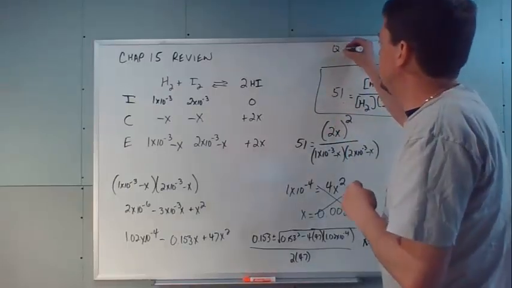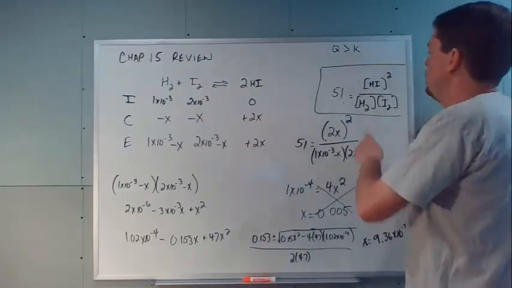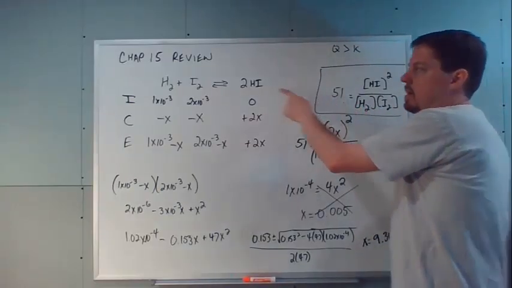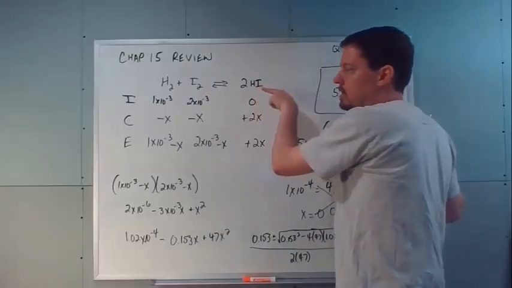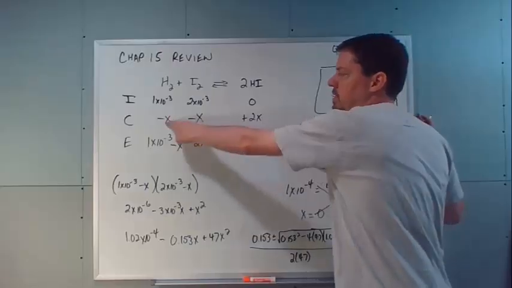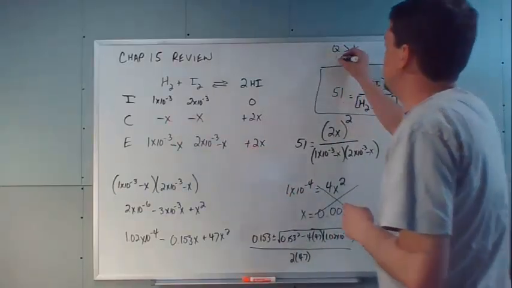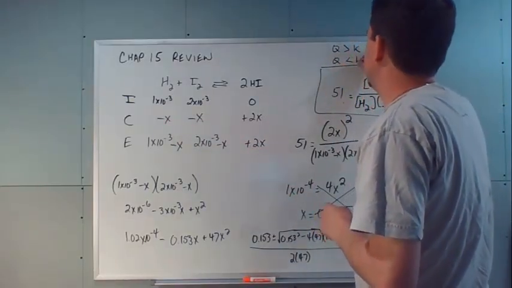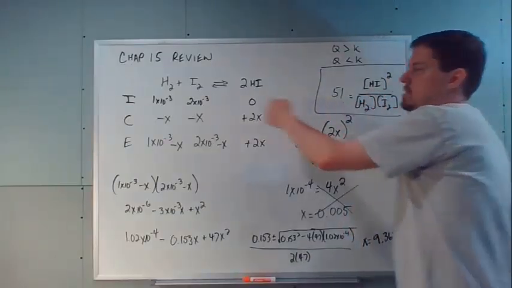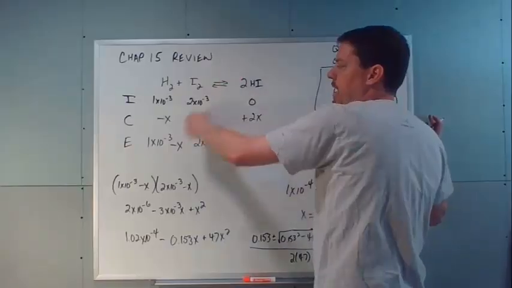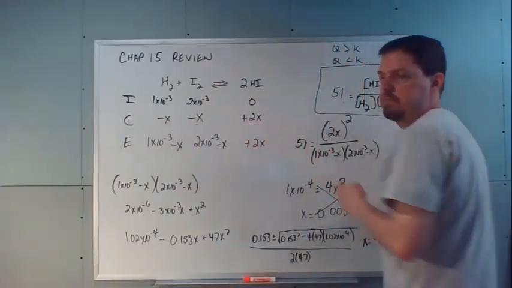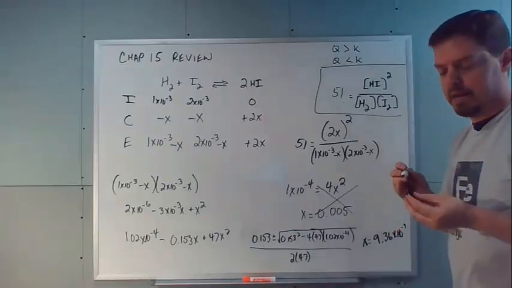If Q is greater than K, meaning the value I get when I plug all this in is greater than 51, then that means I have too much product and I'm going to have to go back to the left. So this is going to be subtracted and those are going to be added. If Q is less than K, that means that I don't have enough product yet, so I'm going to have to keep going to the right. So this is going to be like this situation where my reactants are going to be subtracted and my product is going to be added.